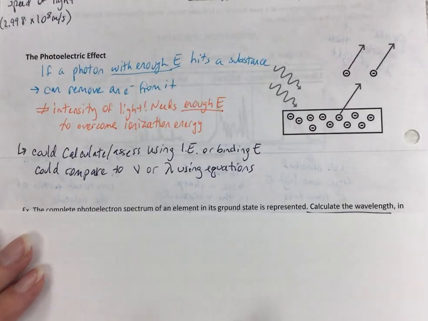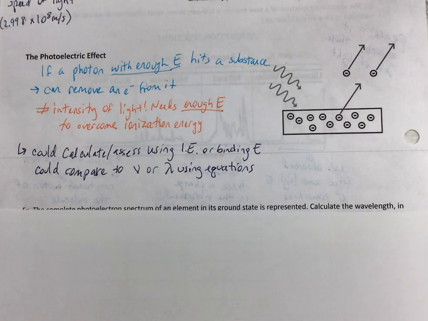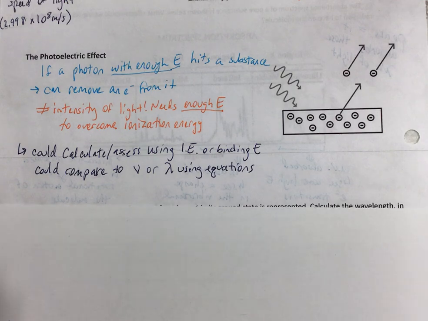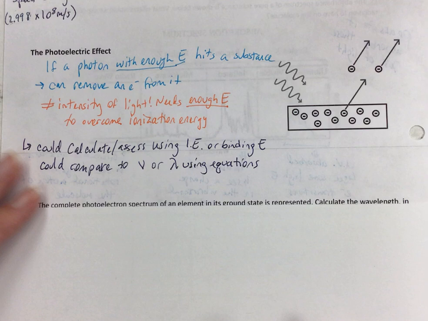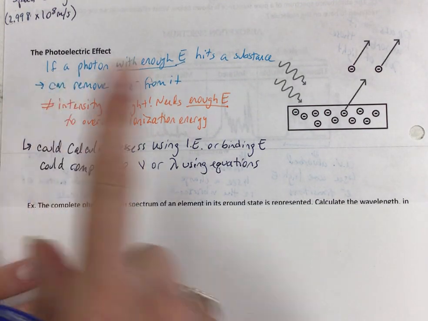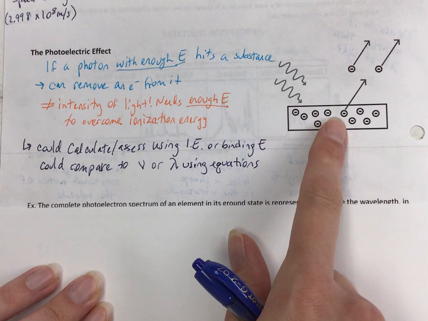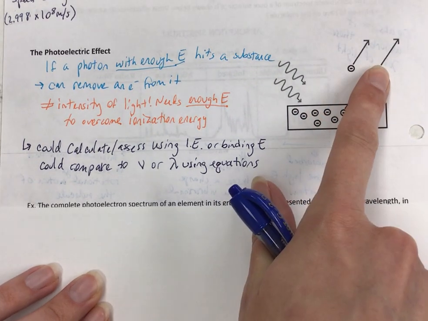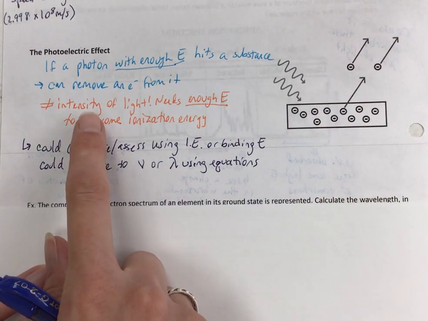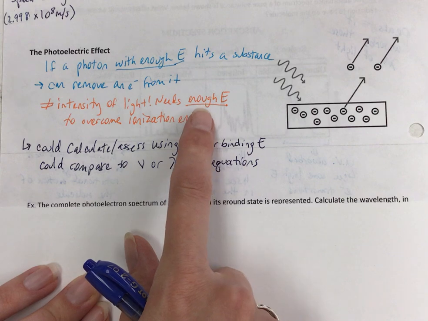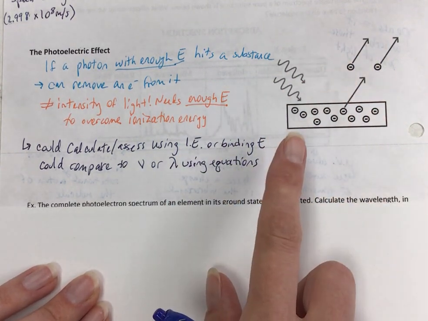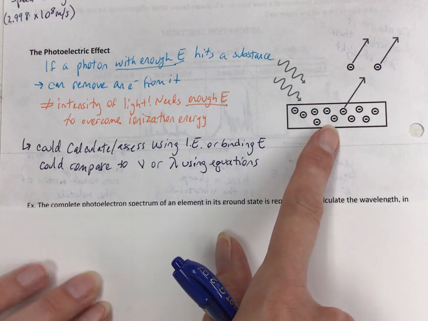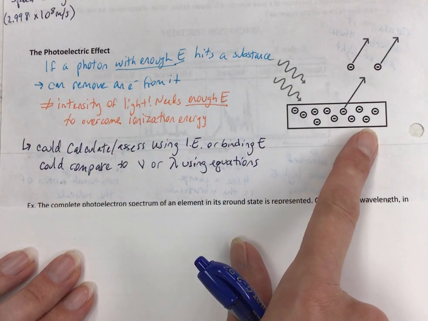So my photoelectric effect: if a photon with enough energy hits a substance, it can remove an electron from it. And remember, removing an electron is ionization energy, which we learned about, I think, back in Unit 1. It is not about the intensity of the light, it's the energy of the light. It needs enough energy to overcome that ionization energy in order to free that electron.